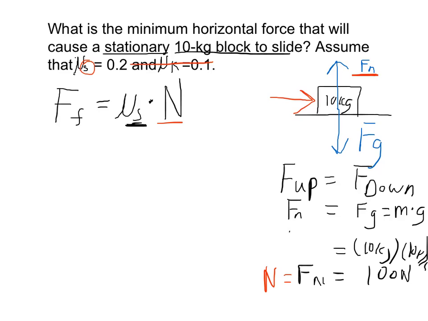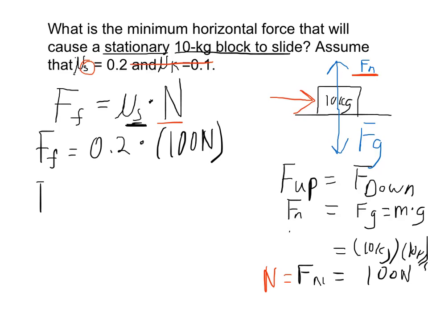Okay, so now I'm ready to find the minimum force to start something moving. Force of friction is mu s, I know that, 0.2, and it's unitless because it's a coefficient. Coefficients are unitless. Times the normal force, 100 newtons. 0.2 times 100 is 20. So, minimum force required to start that object moving is 20 newtons.